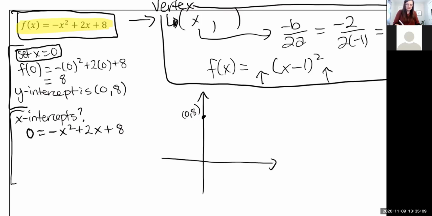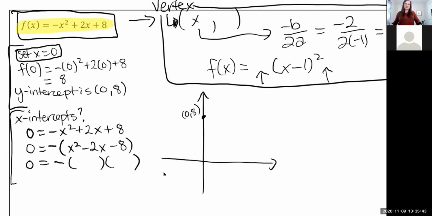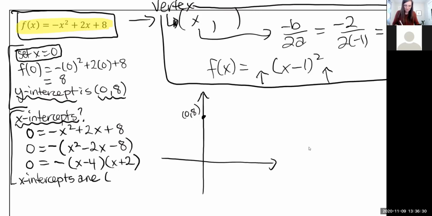So let's try and factor it. Let's get that negative out so it's easier to look at. (x - 4)(x + 2), does everyone agree with that? So what does that tell us about the graph? What other points do we know now? So (4, 0) and (-2, 0), right?